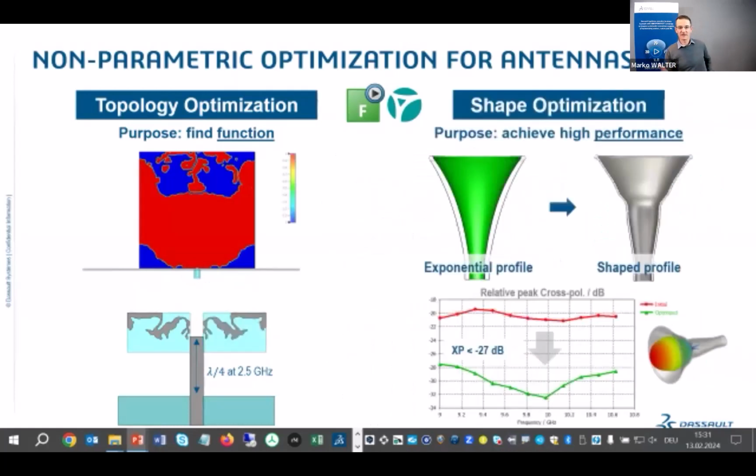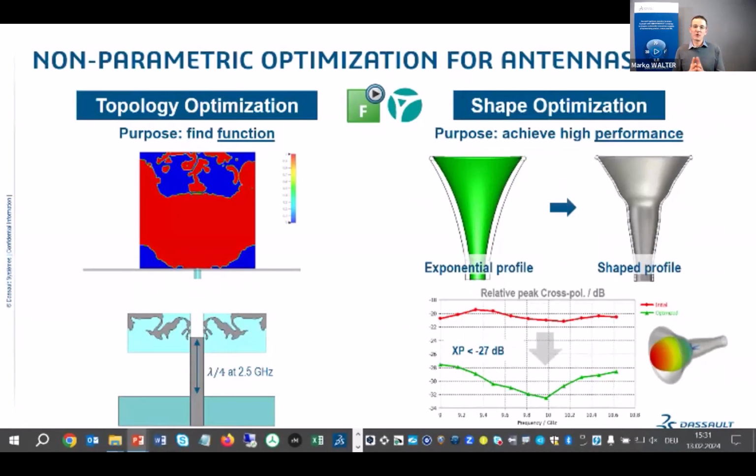This is a topic on its own in a way, because typically we would use this to really take an existing design and then tune it that little bit further to get really high performance. So for example, here we have a shaped horn, which started off with an exponential profile. And through shape optimization, we can shape its profile to optimize the cross polarization better. So a lot more details to come and much more impressive examples, I think, as well, in Genesis's talk, which is coming up later.